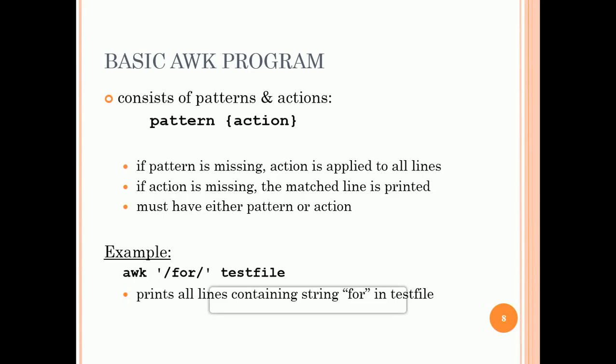For example, here we have taken one example: awk, and as a script within single quotation we have written the pattern that we want to search. The pattern is enclosed within forward slashes, whereas the action part, which has to be enclosed in curly braces, is not mentioned over here, and the file on which we want to perform the operation is a test file. So if we see here, it will print all the lines which contain the keyword for.